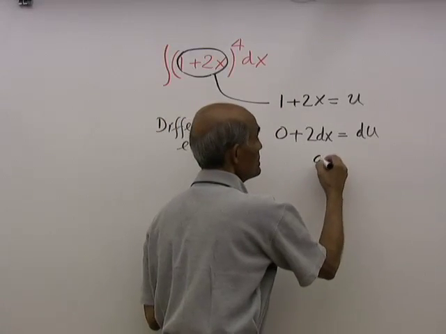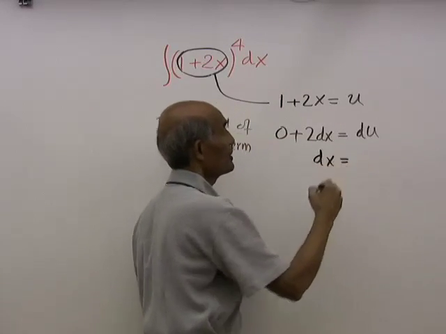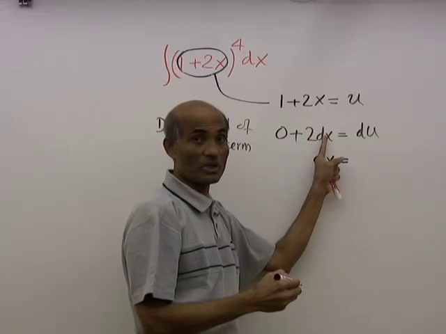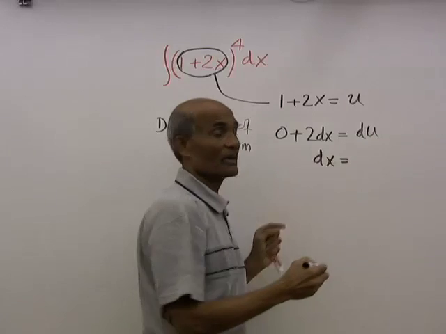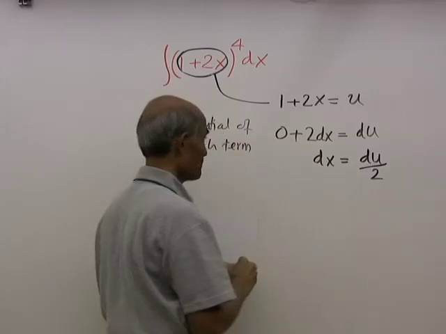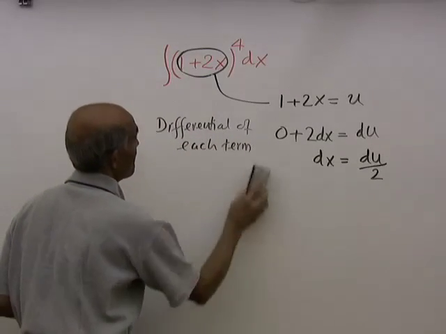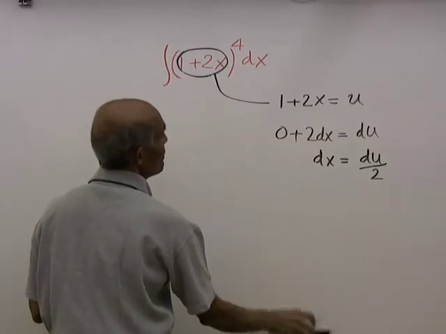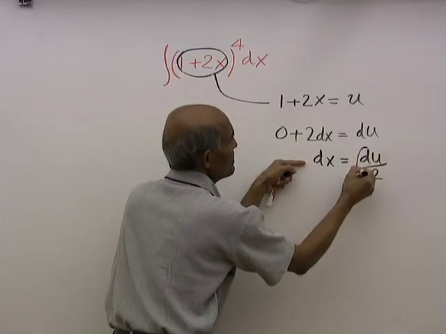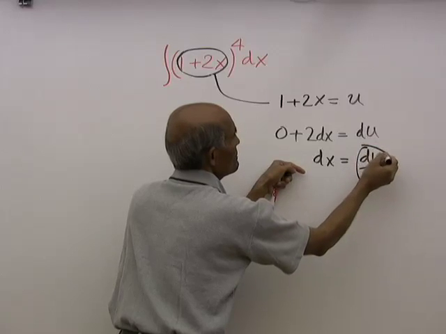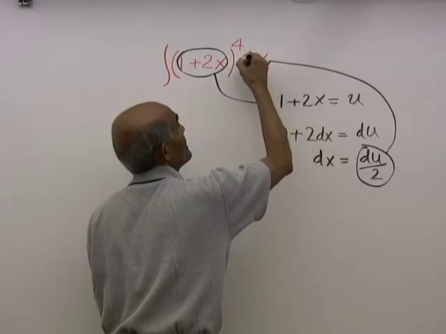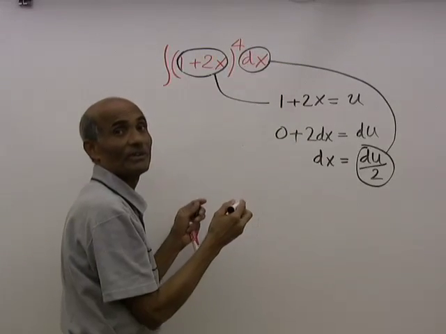So what we're going to do is solve for dx from there. What is dx equal to? This is 0. 2 dx equal to du gives me dx equal to du divided by 2. Now, what that means is we will now be able to take, remember dx equal to du over 2, we will be able to take this du over 2 and replace that dx.